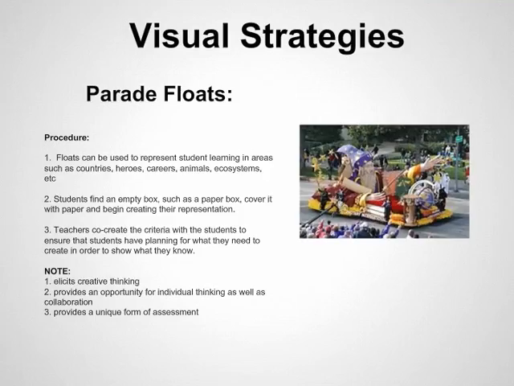An example of a visual strategy is creating a parade float. Floats can be used to represent student learning in lots of different areas, such as countries they're studying, heroes they've researched about, maybe careers connected to science, and so on. Students simply find a box, turn it upside down, and cover it in paper and different types of things that represent the topic that they are learning about. And then together, teachers can co-create the criteria with their students to ensure that the students have all of the information that is needed in order for them to show what they know.